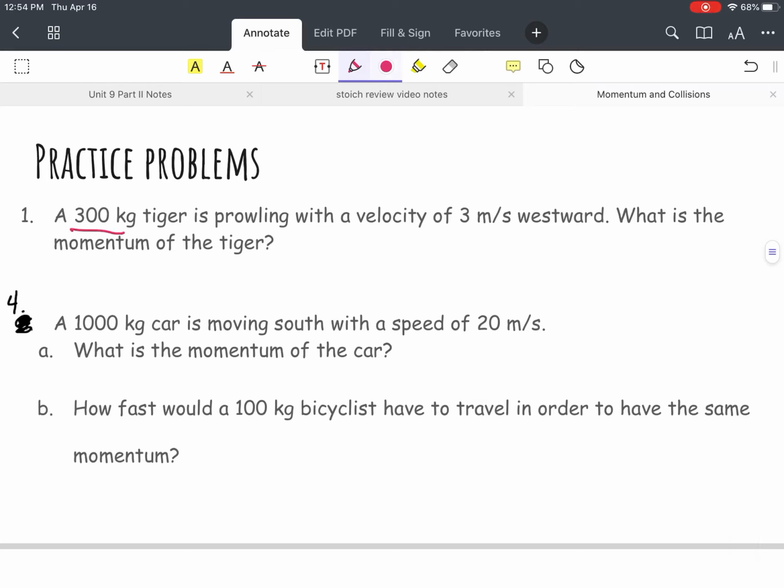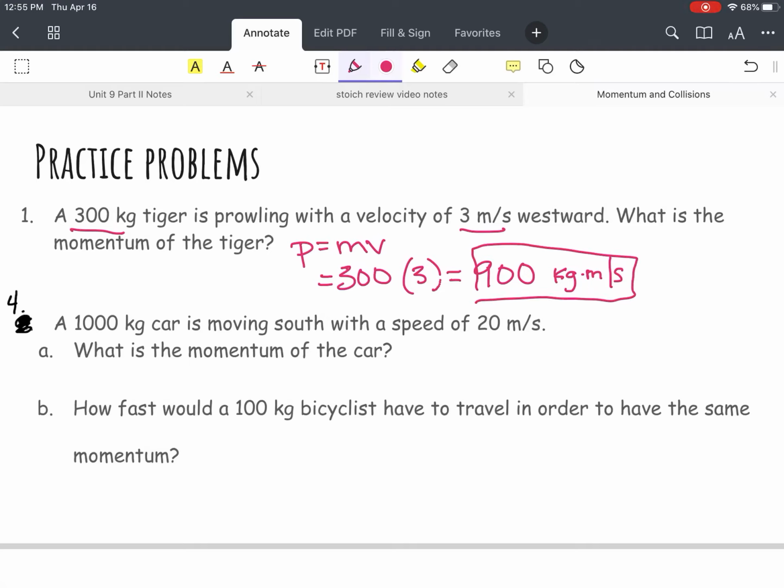So let's do some problems real quick. It says a 300 kilogram tiger has a velocity of 3. What's the momentum? I'm just going to use my formula, P equals mv. My mass is 300, my velocity is 3, so when I multiply that together, I get 900. And then my units are kilograms times meters per second. There's not really any kind of special unit for momentum. So that would be my answer right there. And these are on your notes. You can just work through them as I go.